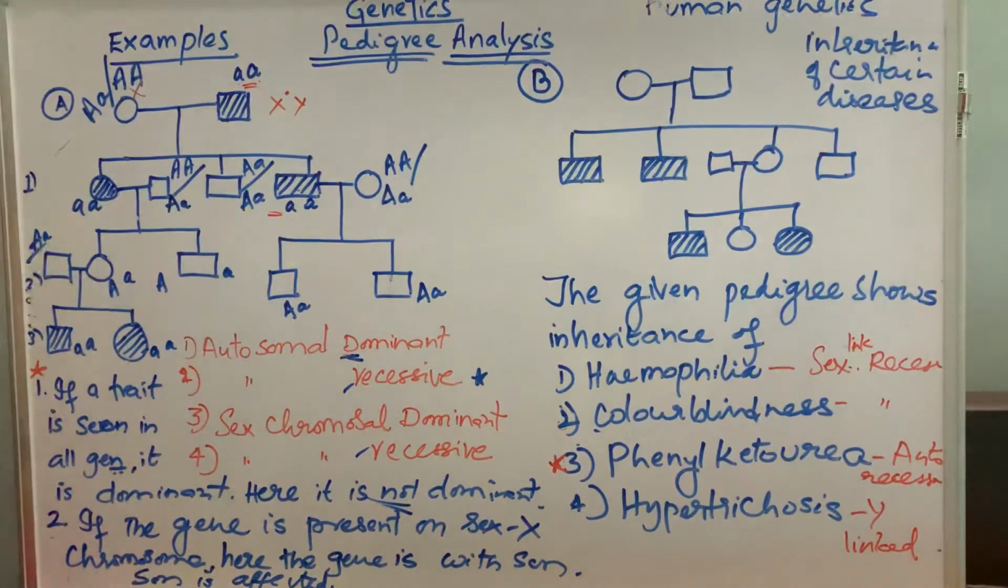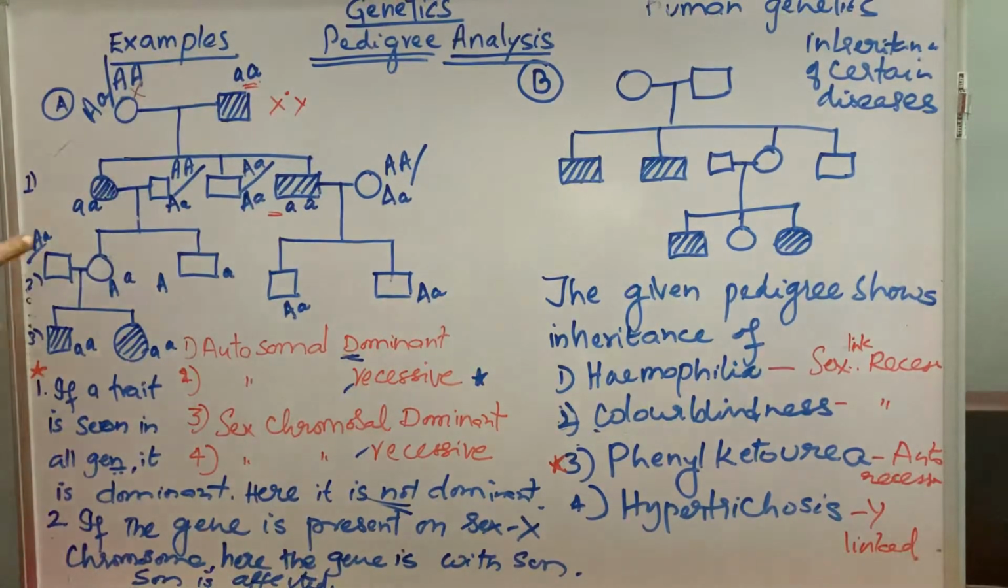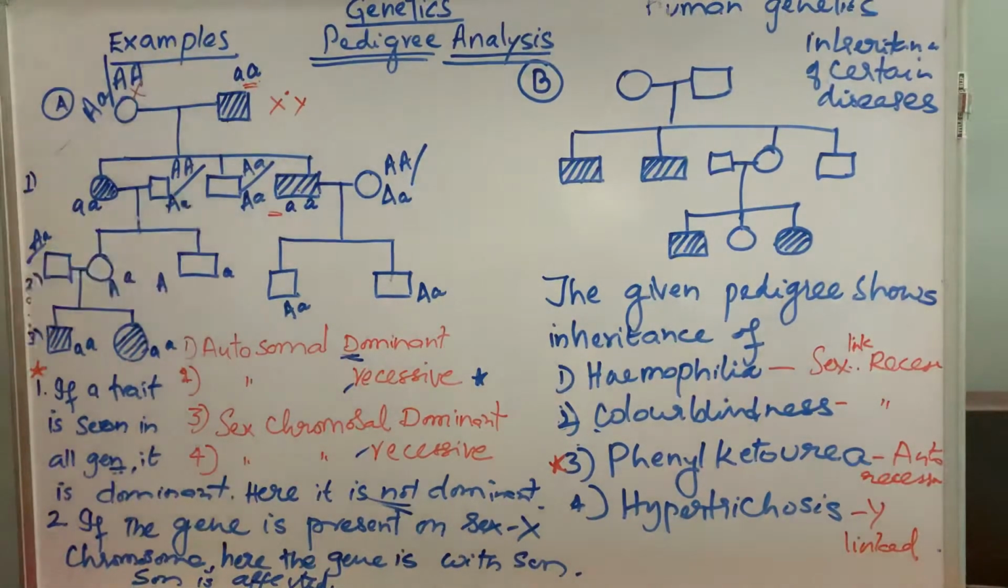Here the daughter is affected. That means she got one A from the father and one small a from the mother. And this is the other child, which is normal and not concerned here. And coming to the son, he is not affected. That means one capital A is there to suppress the recessive gene.